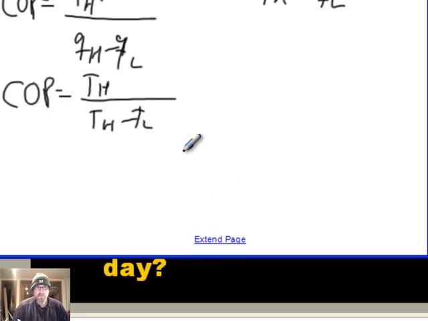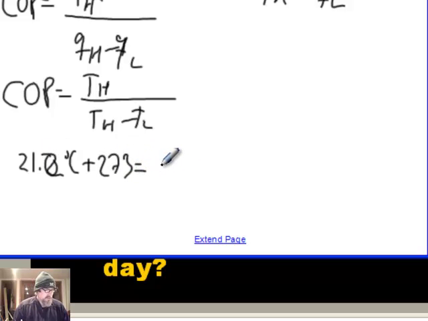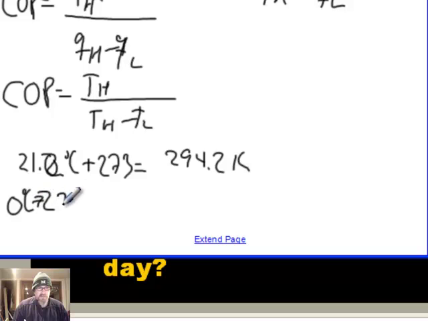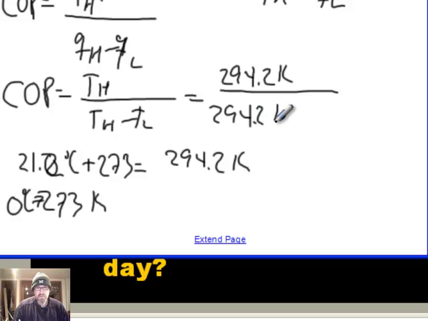Now we're going to have to use Kelvin temperatures to make this work out. So let's convert. First of all, we have 21.2 degrees C. If we add 273 to that, we come up with 294.2 kelvins. And the other one was 0 degrees C, and that's 273 kelvins. So we can plug these numbers up here. 294.2 kelvins over 294.2 kelvins minus 273 kelvins. And this ratio is going to be unitless, and it's 13.9.